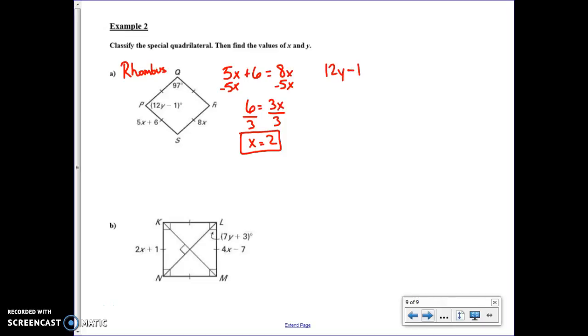So 12y minus 1 plus 97 equals 180. I'm going to combine on this side, so 12y plus 96 equals 180. I'm going to subtract 96 on both sides, so 12y equals 84. Divide by 12, so y equals 7.